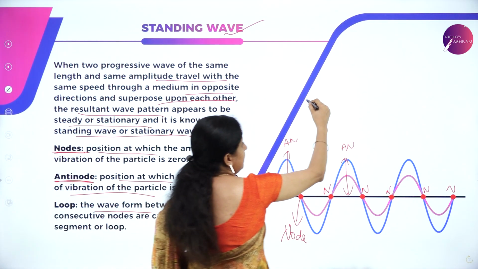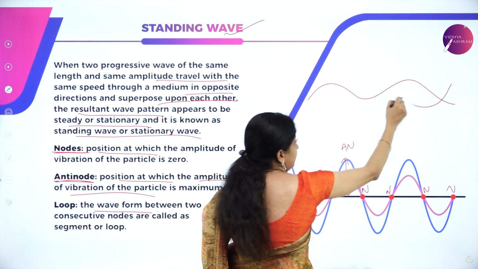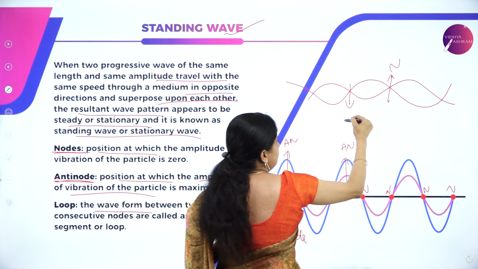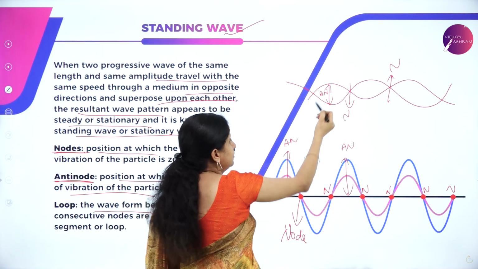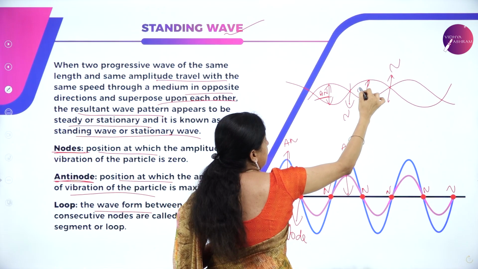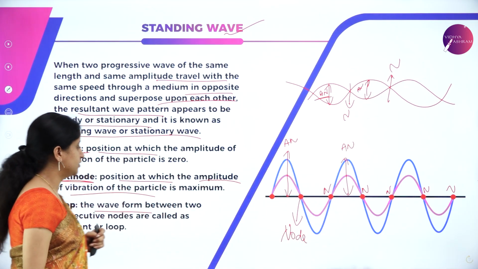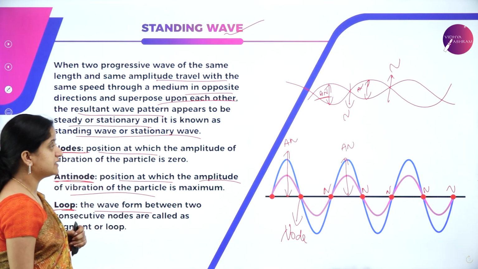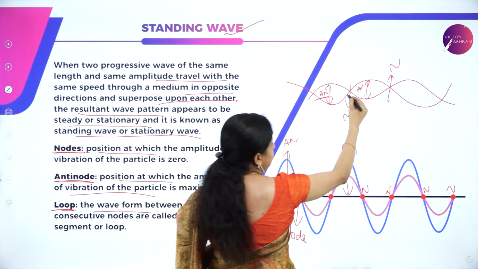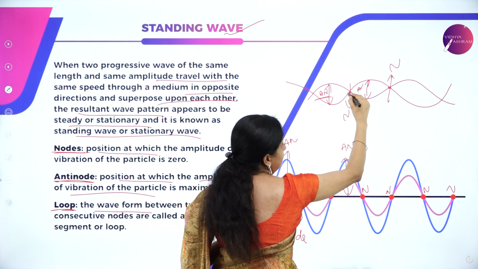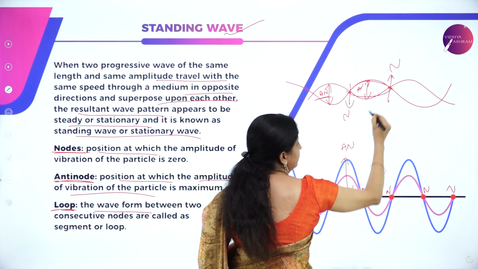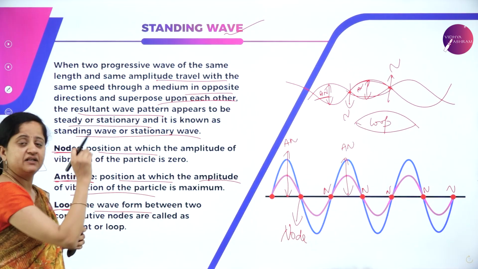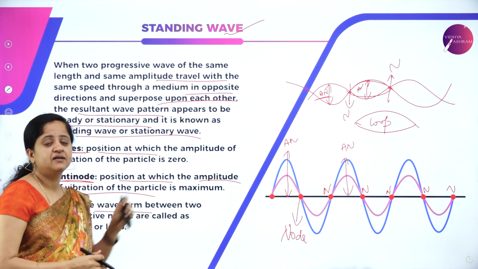So if one wave is traveling in this direction, the other wave is traveling in the opposite direction, these are the points where nodes form, and here with maximum amplitude we'll call them antinodes. And the next important term to understand is loop. What is the meaning of loop? A waveform between two consecutive nodes. You can observe here, this is one node, this is another node. The waveform between two consecutive nodes gives us a formation like this, and it is called a loop. It is also called a loop or a segment.